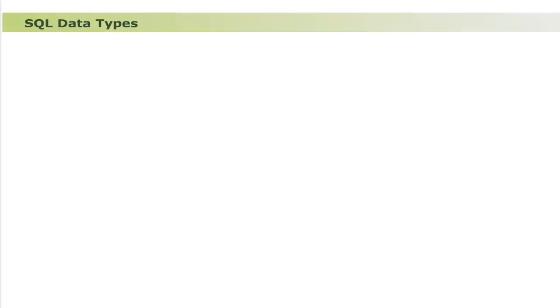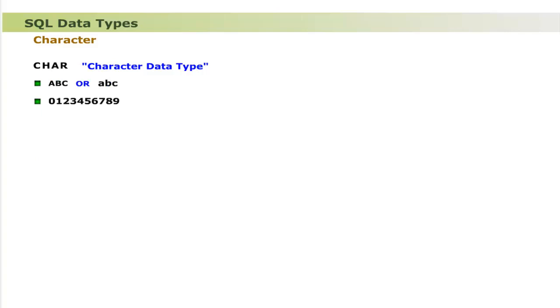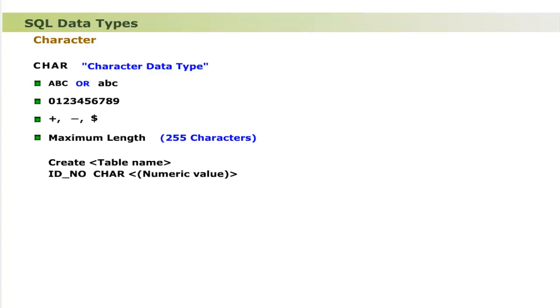SQL Data Types. Dear learners, let us now discuss various data types that SQL supports. These are character. CHAR is the abbreviation of character data type. The character values consist of upper or lowercase letters, numbers, or special characters such as plus, minus, dollar, and many more. The maximum length is 255 characters. Here is the general form. The general form starts with reserved word CHAR, followed by required length enclosed in parentheses.